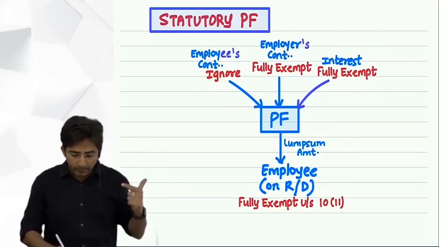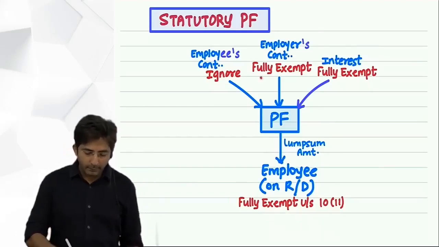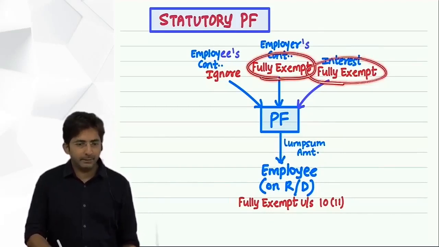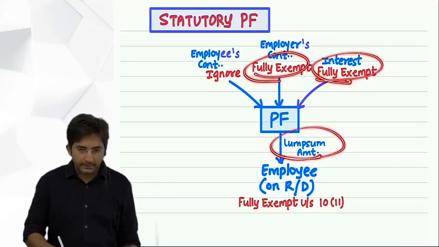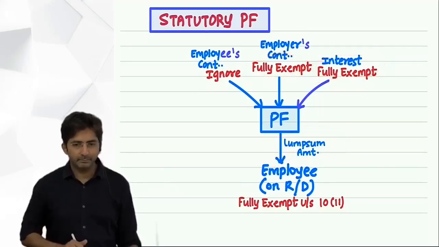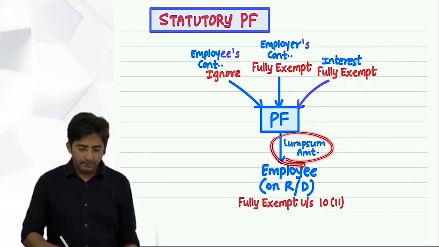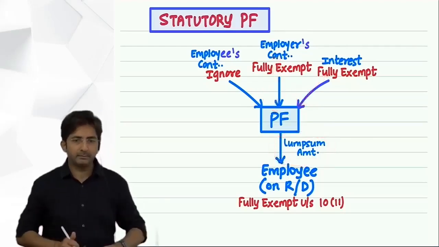But in brackets here you can write exempt under section 10(11). You will have a doubt, sir, why no section over here? Here also you can say 10(11). This thing and this thing are the same. Why? Tell me, at the end what do you get? The amount which is deposited is the same amount which you get.